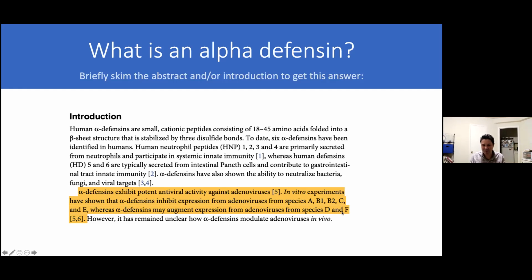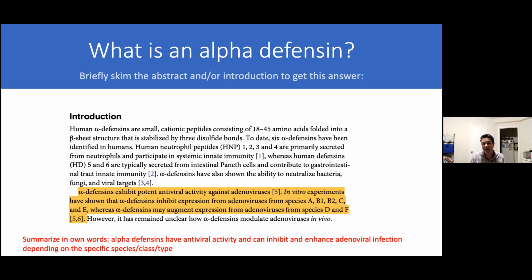So I don't exactly know what species are just yet, but what I have seen here is that defensins have 2 distinct roles. One, they can enhance adenoviral infection. The other is they can inhibit it. So I summarized that again in my own words.